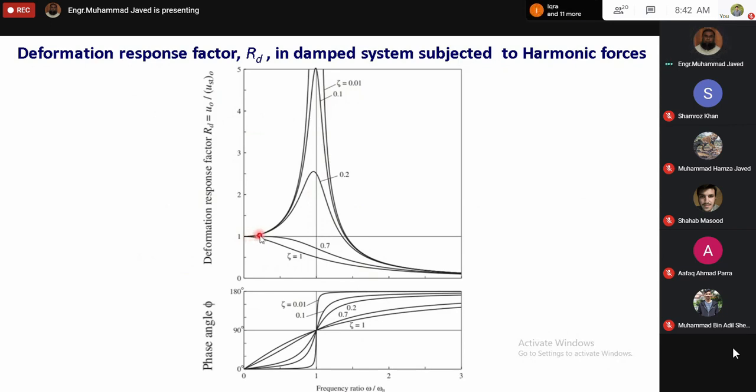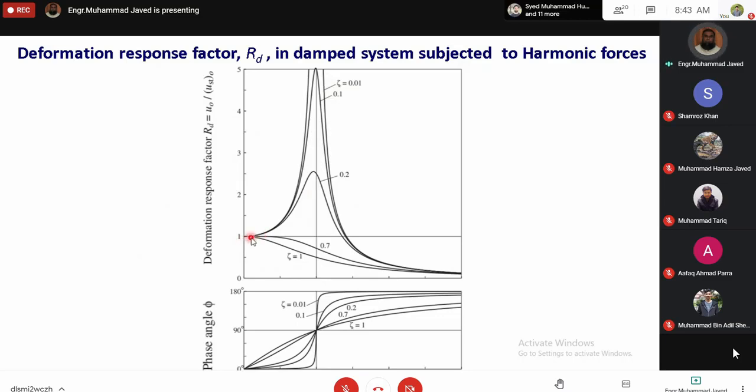तो जब फ्रीक्वेंसी रेशियो बहुत ज्यादा ना हो तो डिफॉर्मेशन रिस्पांस फैक्टर की क्या वैल्यू होगी? जवाब दें इसका. What will be the value of deformation response factor for different damped systems if the frequency ratio is not too high, say less than 0.2? Sir, 1. It will be equal to 1.